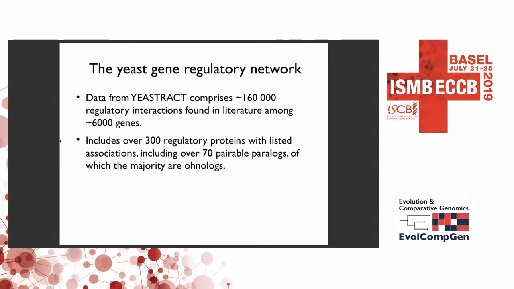We applied this method to the yeast TRACT gene regulatory network, and the yeast TRACT network comprises about 160,000 regulatory interactions for 6,000 genes, and includes over 300 regulatory proteins that include over 70 paralogs, of which the majority are ohnologs. And we chose this as a point in which to check our actual method on real data, based on the previous observations that bifan motifs do indeed occur quite often in it.